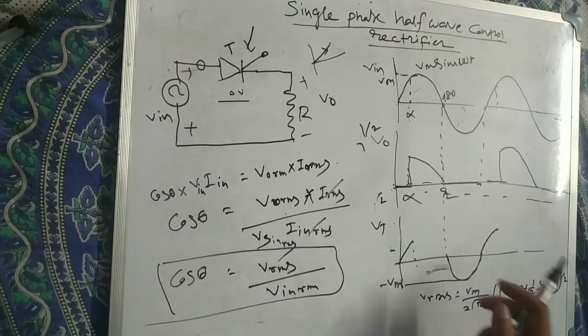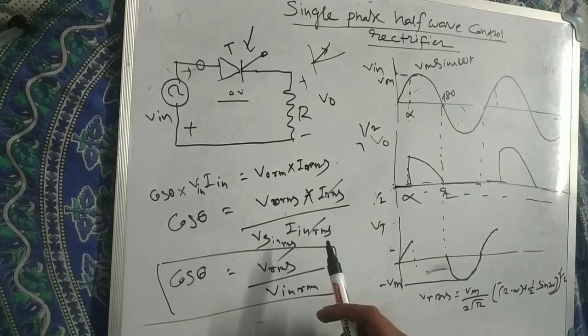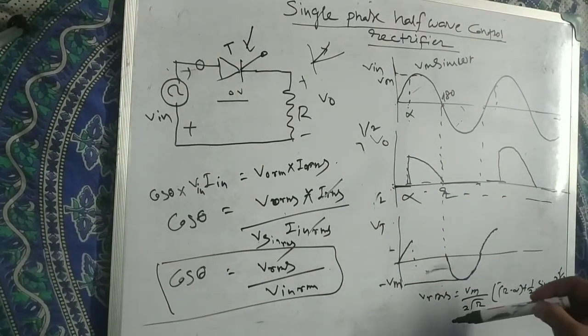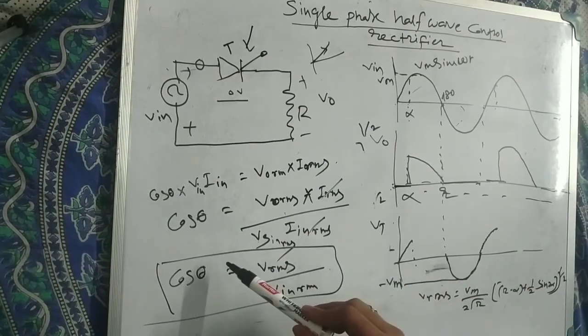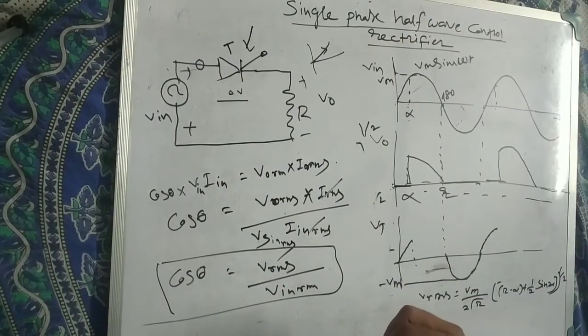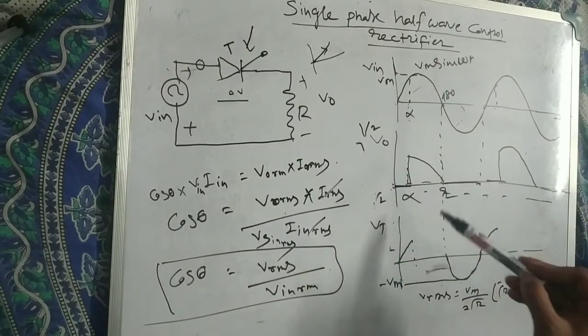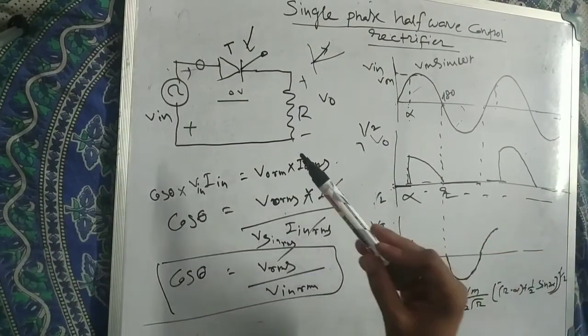These are the basic things you have to remember: the average output voltage, the RMS output voltage, the input power factor of this device, and the output voltage diagram and the voltage across the thyristor.